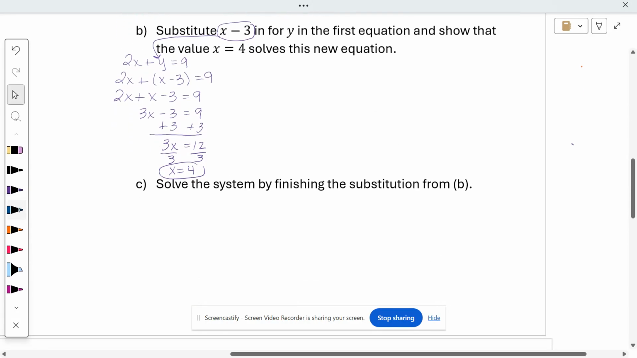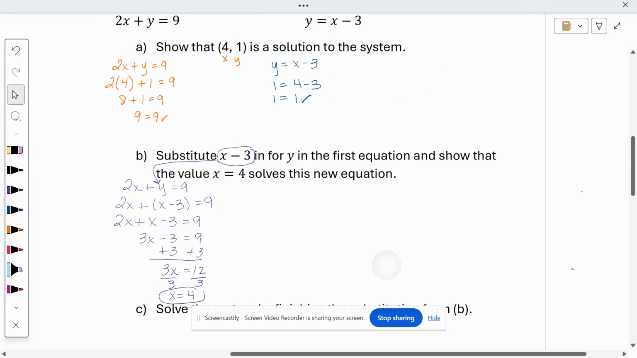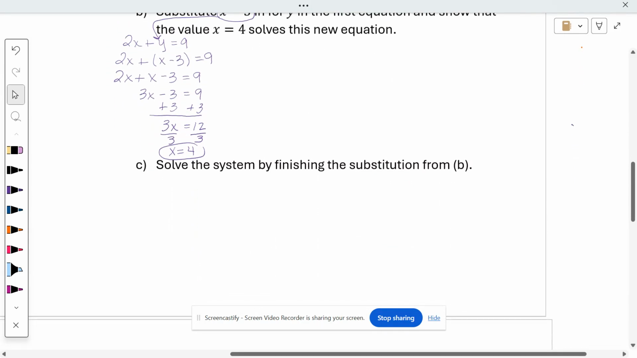So now we're going to solve the other part of the system. We're going to solve for y by using the other equation. So we're going to use the equation y equals x minus 3. And we're going to plug in or substitute in the value of 4 in for x. So y equals 4 minus 3. Well, that means that y equals 1. So the solution to the system is 4, 1, which is exactly what we were told in the beginning.